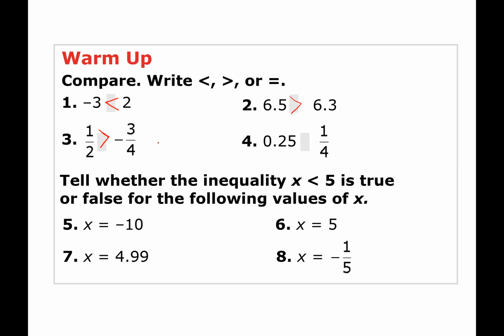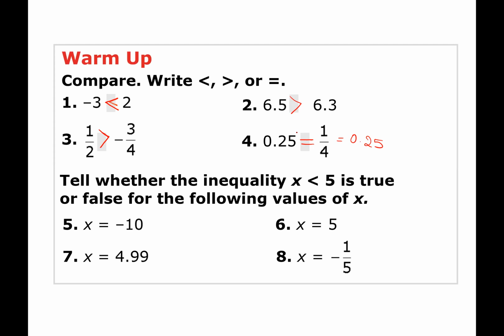Question 4 is 0.25 and 1/4. As we know, 1/4 is a common fraction and it is also equal to 0.25. So in this case, both numbers are equal to each other.